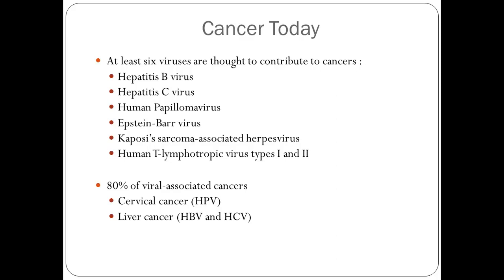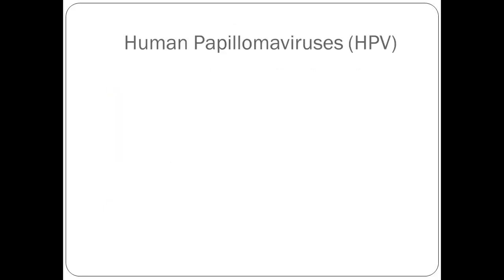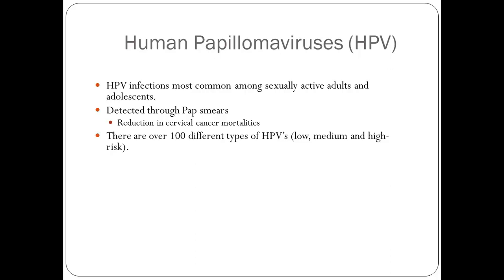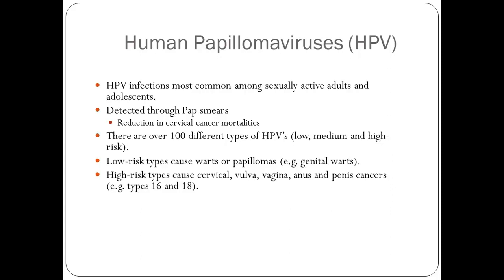So let's take a look at human papillomavirus, or cervical cancer. HPV infections are most common among sexually active adults and adolescents. It is detected through pap smears. We've seen a reduction in cervical cancer mortalities thanks to increased pap smears. There are over 100 different types of HPVs: low, medium, and high risk. Low risk types cause warts or papillomas, for example, genital warts. High risk types cause cervical, vulvar, vaginal, anal, and penile cancers, for example, types 16 and 18.